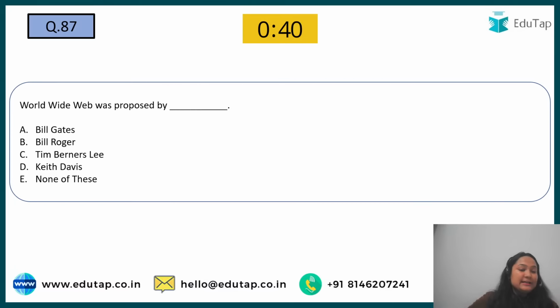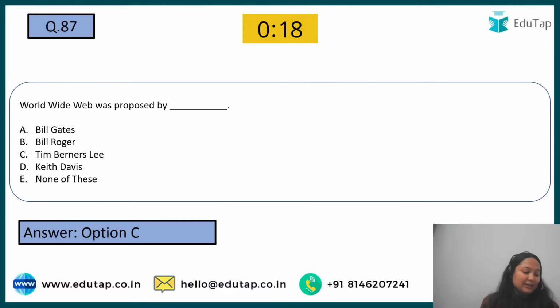Just let me know. For 87, if we are talking about web, simply we can call it web also, or we can also call it World Wide Web. Okay, www usually when we write, that is what we are talking about. Option number C, that is absolutely correct. Okay, Tim Berners-Lee will be the correct answer. Very good, very good, everybody has given the correct answer.